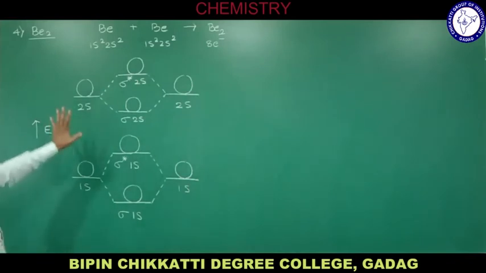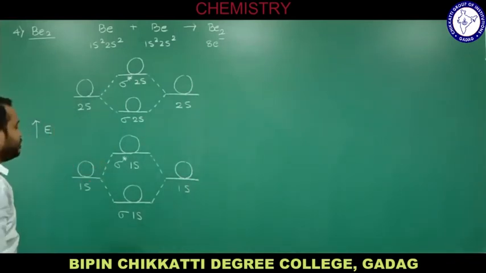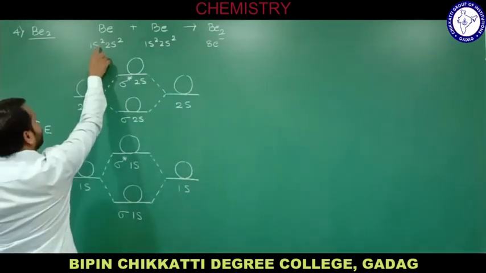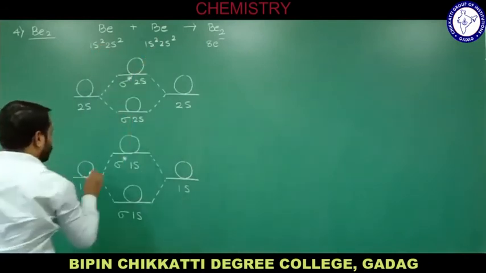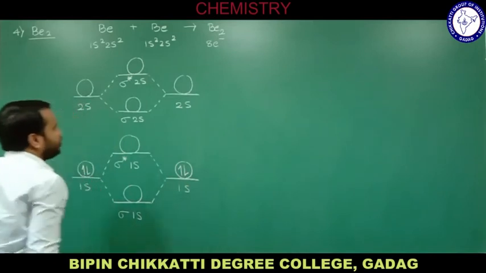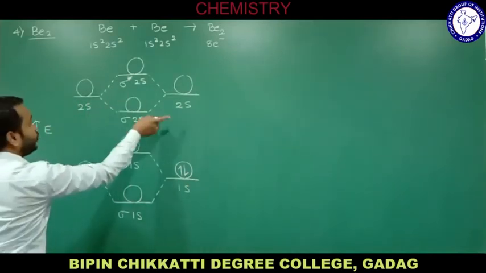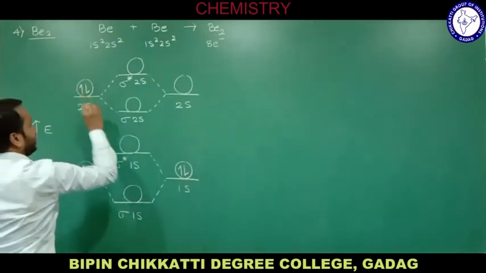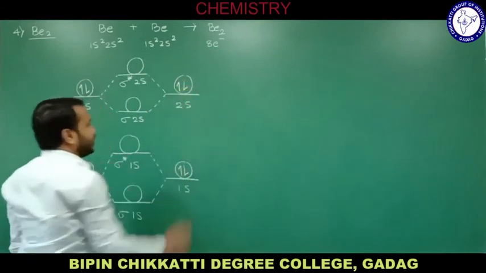We'll distribute the electrons first in the atomic orbitals. So 1s2 we have, here also 1s2 we have. So in 1s atomic orbital we have 2 electrons of opposite spin. Whereas in case of 2s, here also we have 2 electrons. So let me draw the 2 electrons in this case.